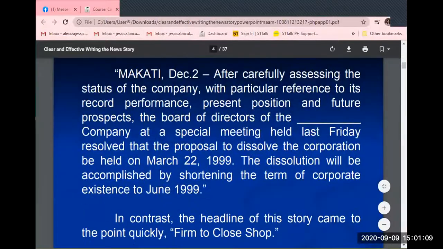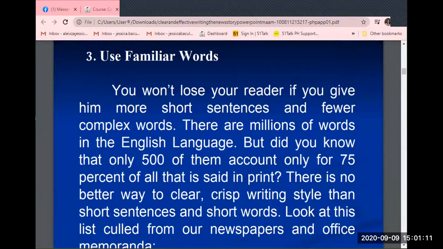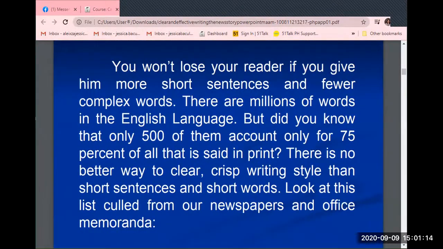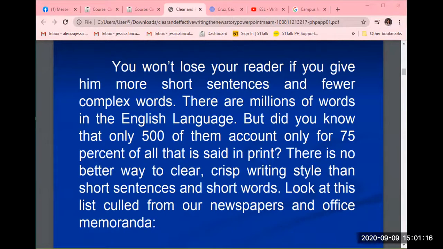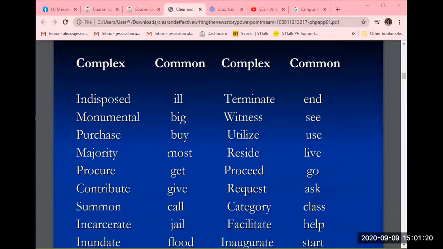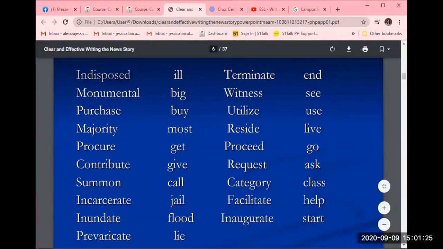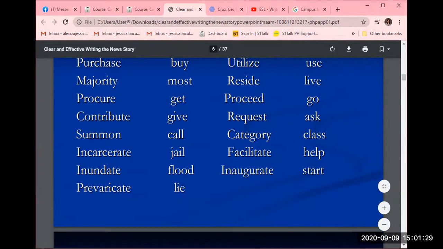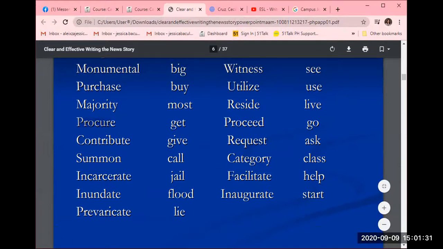We have to use familiar words. Do not use figurative language. Do not use complex words such as this one. In this post, ang ending il ramanday, terminate or end. For example, procure. Procure is something that we hear from companies or from management, and it's actually basically mean get or buy or go or proceed.